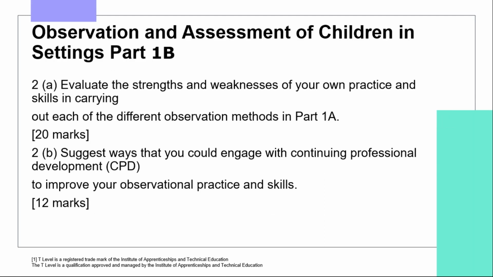Now, students will have done those 3 observations. So what do they have to do next with their observations? It's really important that the emphasis in this second part, in part 1B, 2A and 2B, is really around the confidence that students have in those methods. It's all about their own strengths and weaknesses. Evaluate the strengths and weaknesses of your own practice. Suggest ways that you could engage with continuing professional development to improve your observational practice and skills.